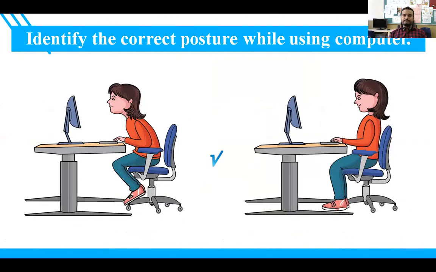Now, as we told about these things, which one is the correct posture? Guess, posture number 1 or posture number 2. In posture 1, a girl is bending towards a monitor, and in the second one, the girl is sitting properly, I suppose. So which one is the correct one? First one? No. So it is the second one.